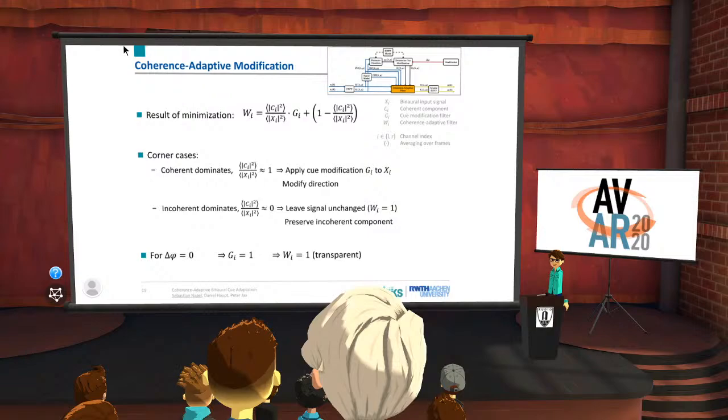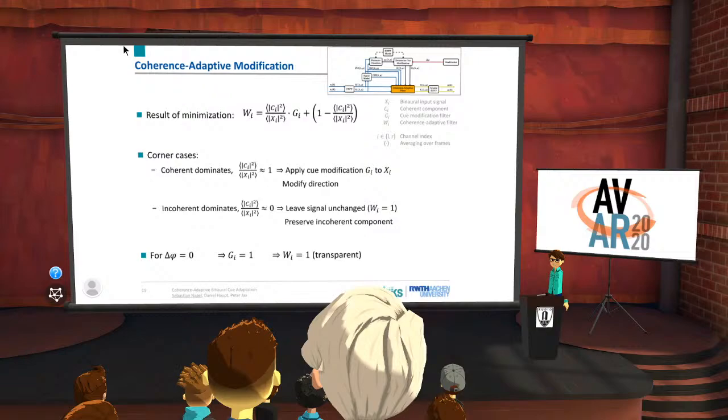And if we have a segment of the signal where the incoherent component dominates, then this factor turns close to 0. So this means that we leave the signal unchanged basically. So the filter coefficients become 1. And this means that instead of modifying the direction, we preserve the incoherent component. So basically the algorithm can now switch between two modes, either modifying the direction and modifying the entire signal, or preserving the incoherent component and not modifying the signal. So modifying the signal less often. And just to point this out again, if the user is looking to the front, then we get GI equal to 1 and then also WI equal to 1. So the system is still transparent and not doing anything if it doesn't need to.